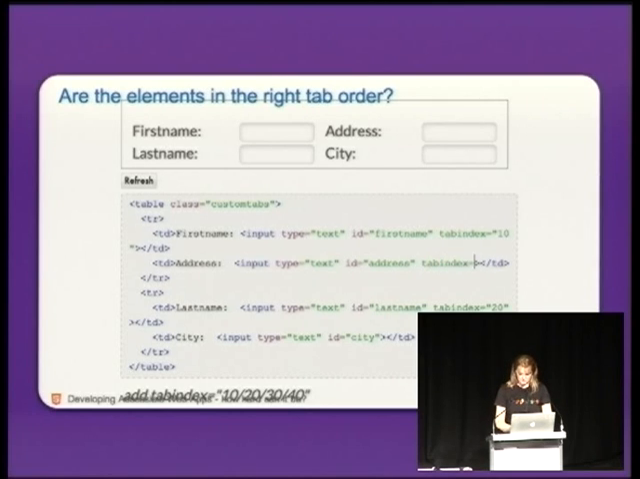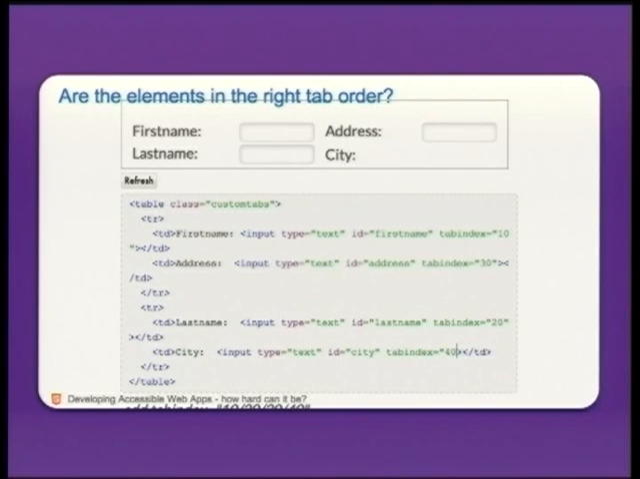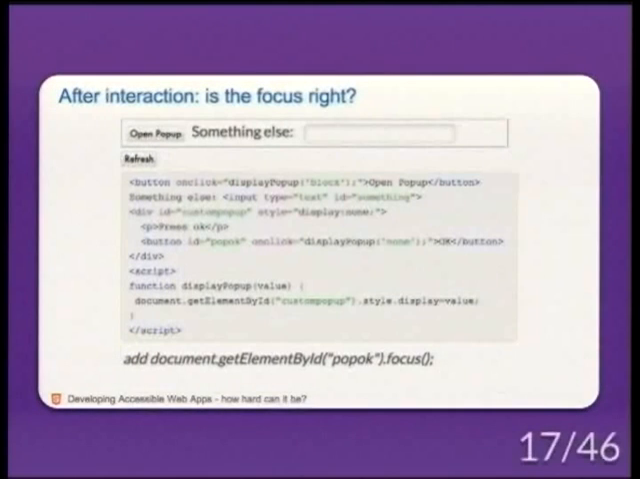Tab index equals 30, and down at the city we do tab index equals 40. So now what happens? That's the first name. And the next tab goes to last name. So we're actually getting it in the right order. So I use tab index to fix these things. Still not real magic. You probably all know about it, but you've probably never built the bridge between tab index being important for accessibility.